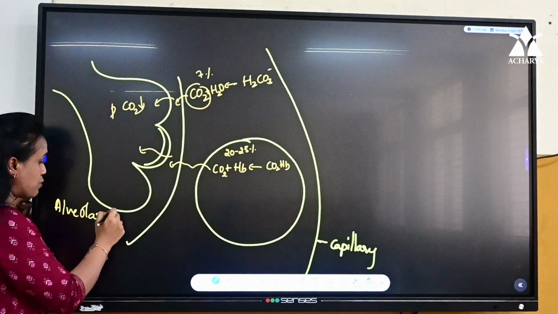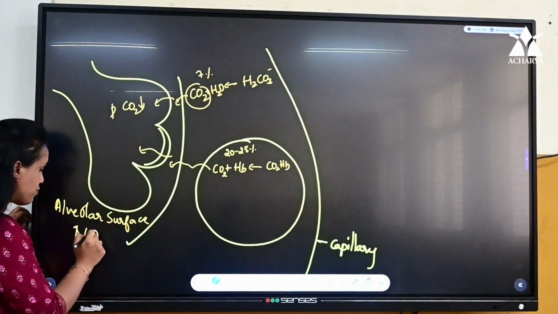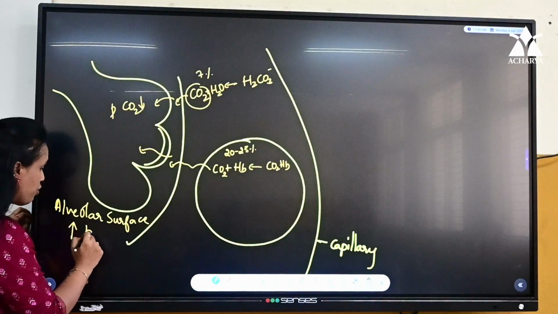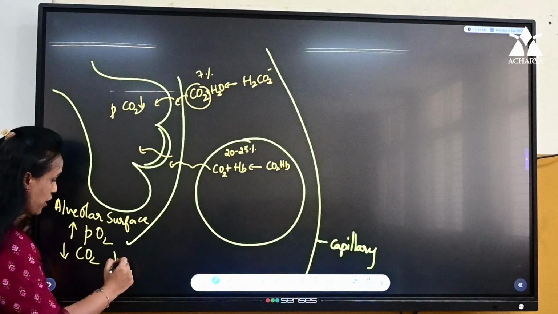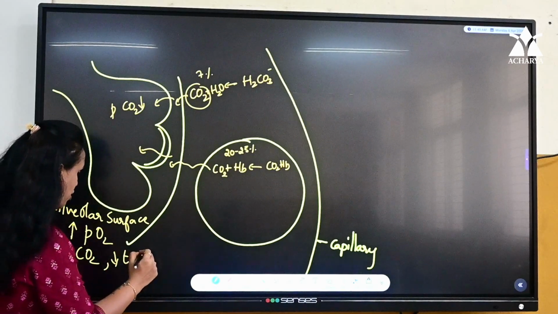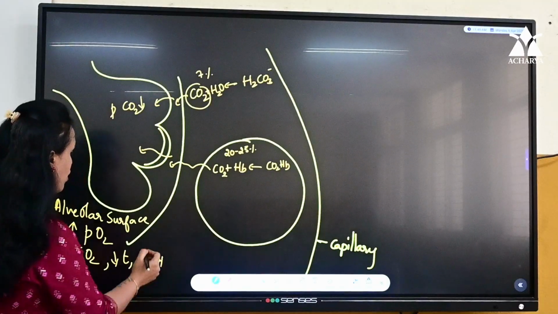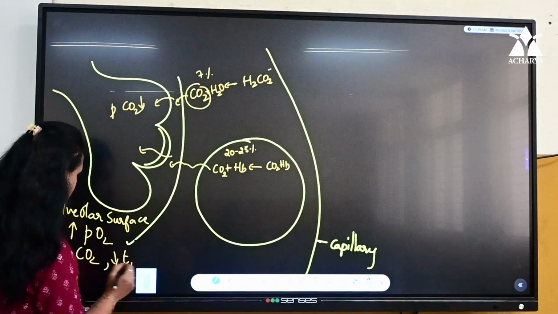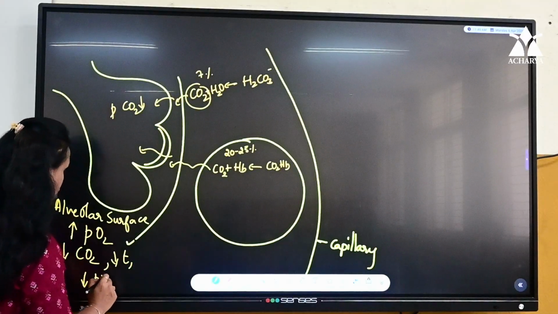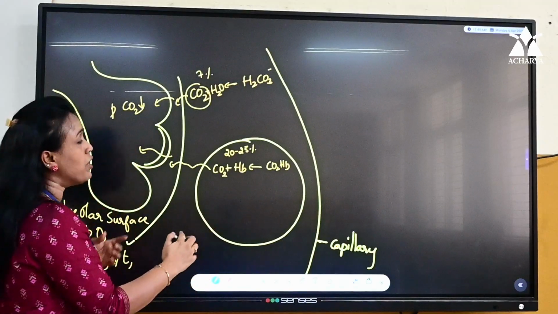At alveolar surface, what is the condition, students? It is high PO2, less carbon dioxide, less temperature, higher H plus, that is less pH. Okay, more pH. Less pH. Okay. So in all these conditions, what happened? Carbon dioxide is dissociating from Hb.